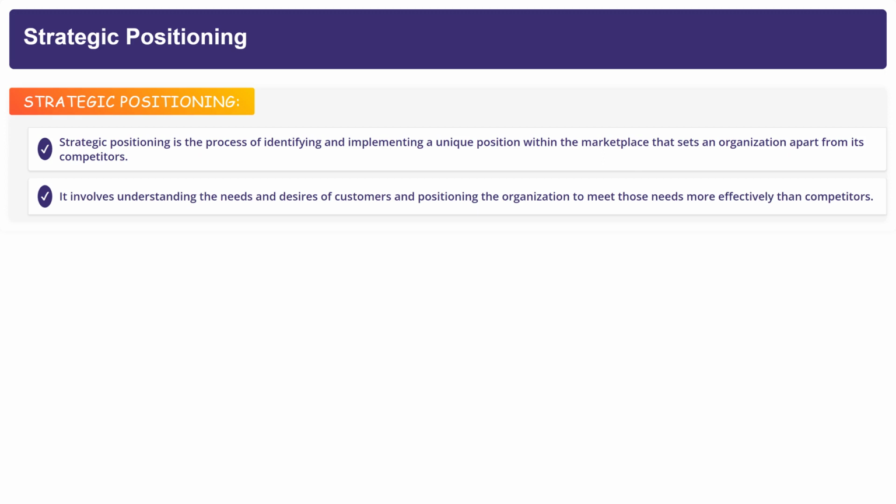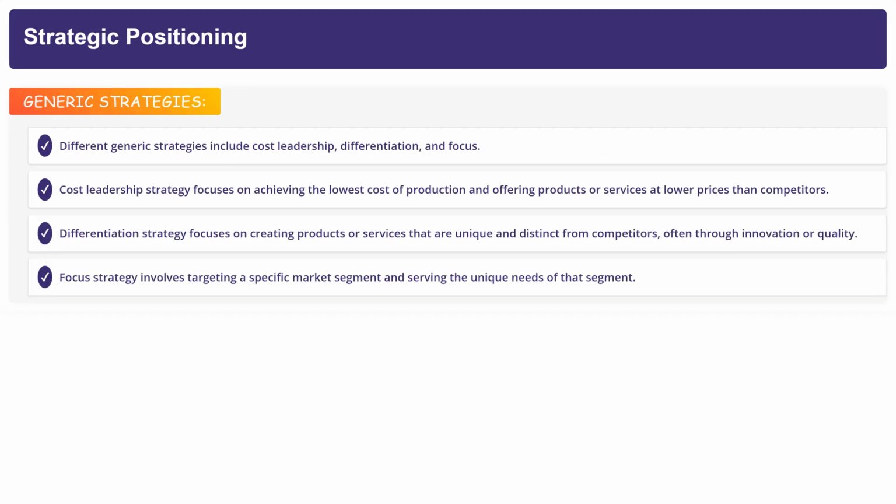It involves understanding the needs and desires of customers and positioning the organization to meet those needs more effectively than competitors. Different generic strategies include cost leadership, differentiation, and focus. Cost leadership strategy focuses on achieving the lowest cost of production and offering products or services at lower prices than competitors. Differentiation strategy focuses on creating products or services that are unique and distinct from competitors, often through innovation or quality. Focus strategy involves targeting a specific market segment and serving the unique needs of that segment.